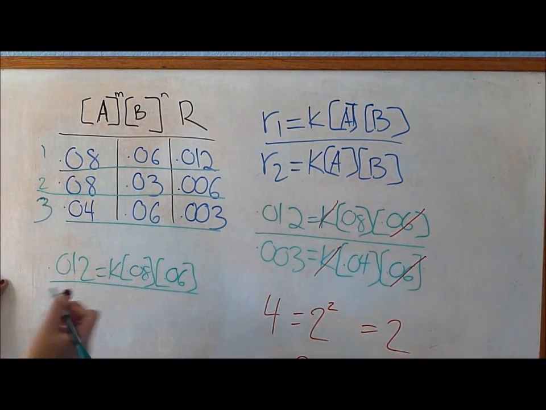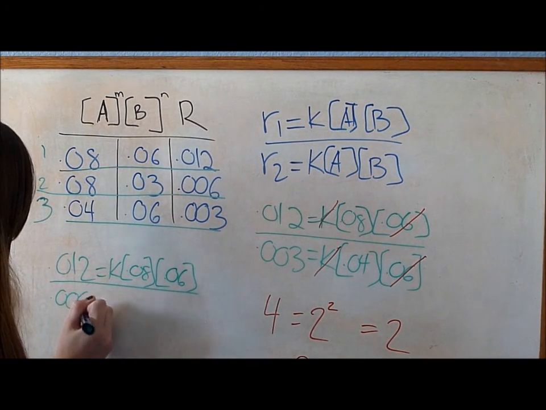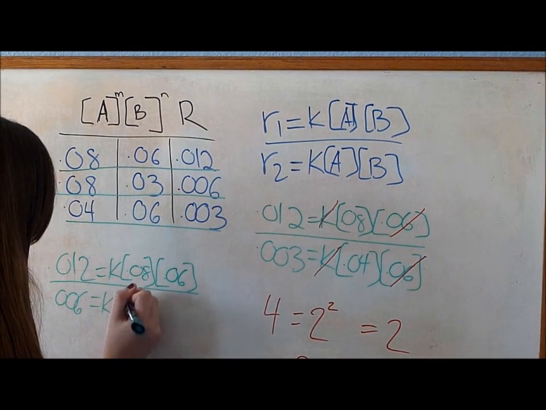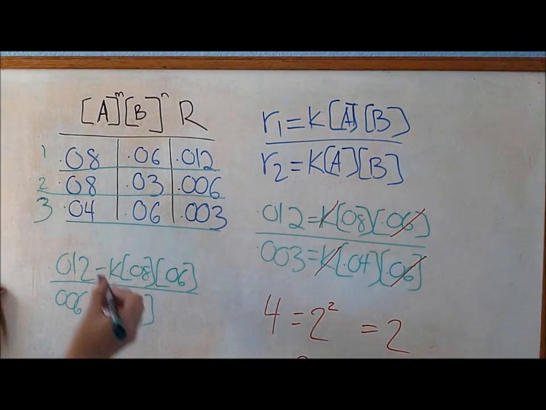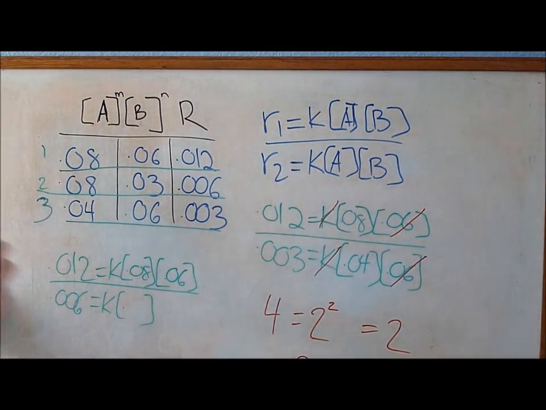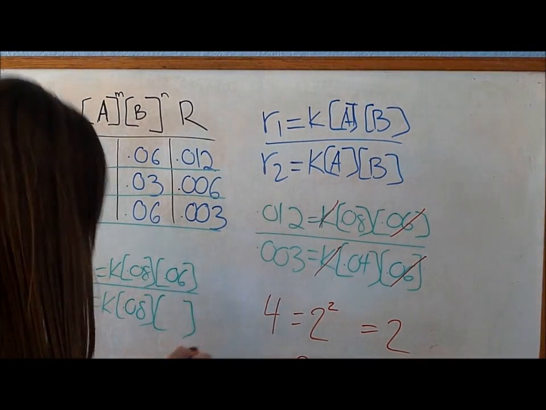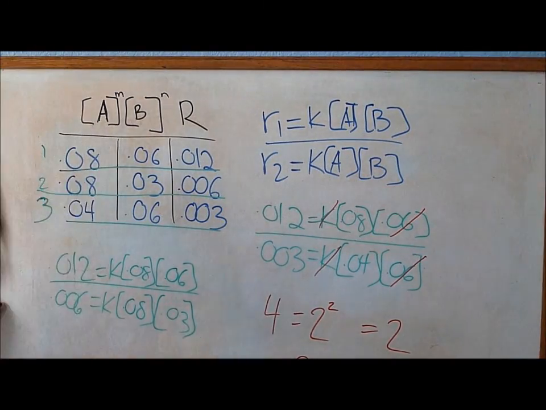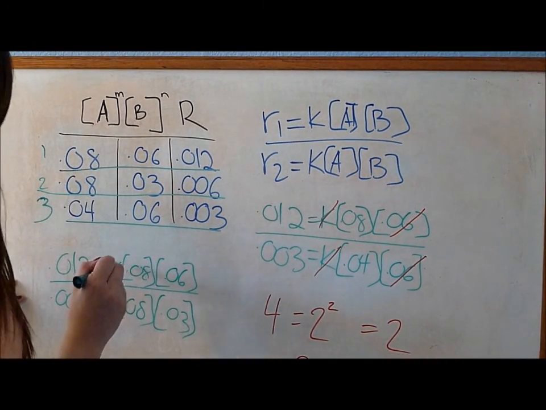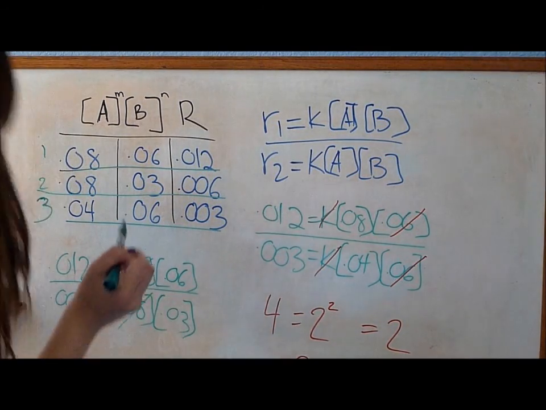all over R2, which is 0.006, equals K times the concentration of A, which is 0.08, times the concentration of B, which is 0.03. Cancel out everything on top and bottom, which is the K, 0.08, and the 0.08.